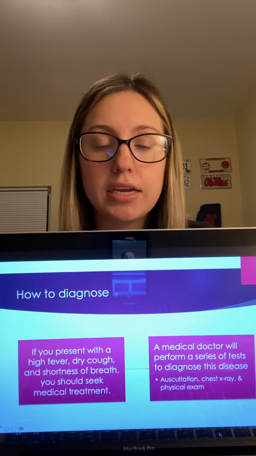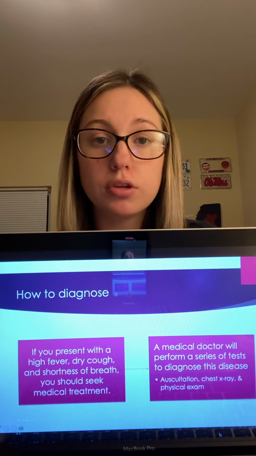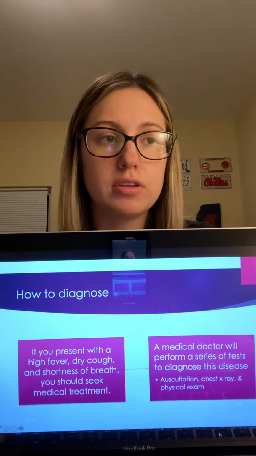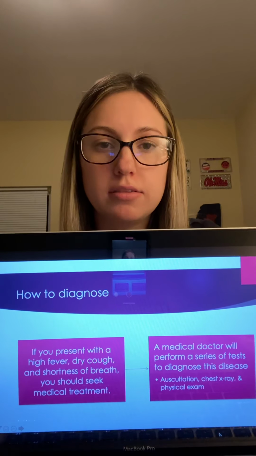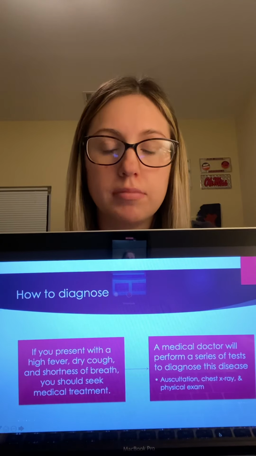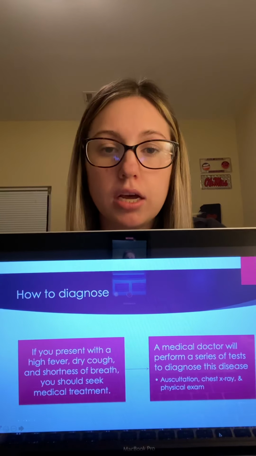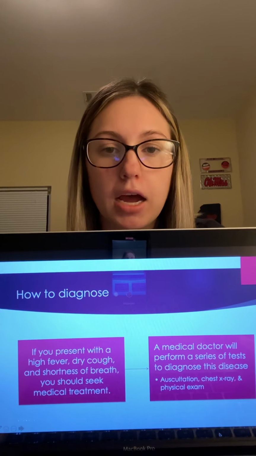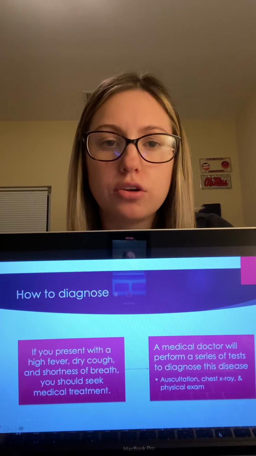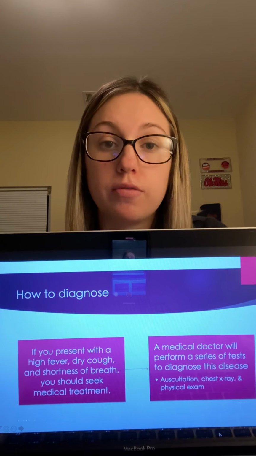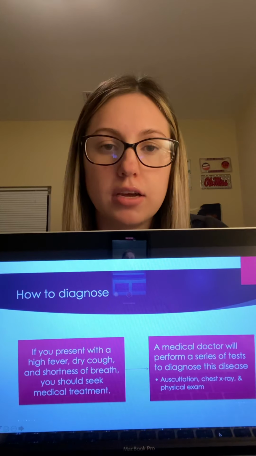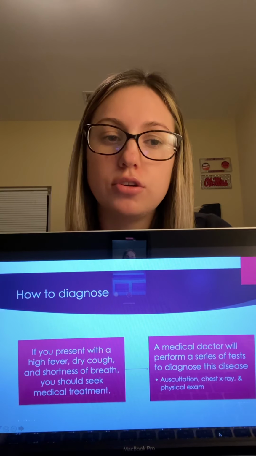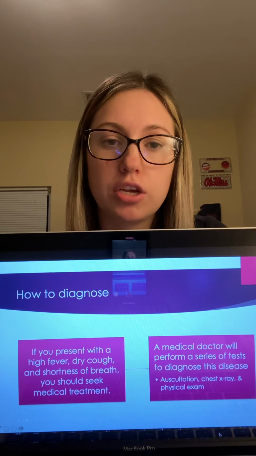So this is diagnosed by a medical doctor. If you start seeing symptoms such as cough, fever, shortness of breath, those are some telltale signs of Mycoplasma pneumonia, also known as MP. So once you see the doctor, they'll perform auscultation after taking vitals and all of that stuff. They'll perform auscultation to listen to your lungs and check your breathing.